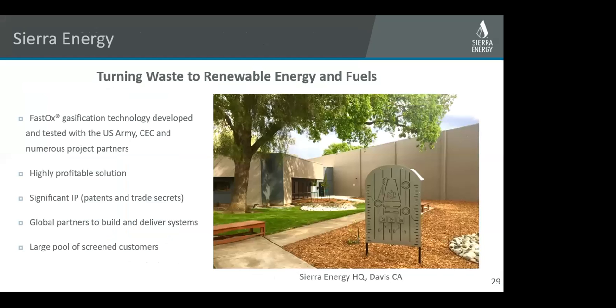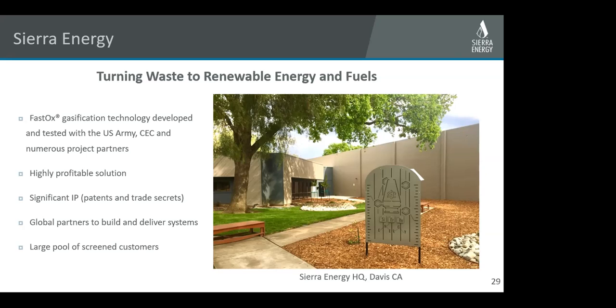Hey, that's us. So one of the solutions that are out there is Sierra Energy. We're based in Davis, California, up in Northern California. We've developed our technology, our FastOx technology, in partnership with the U.S. Army and the California Energy Commission, as well as a number of universities that have been helpful to us in developing, improving the technology.